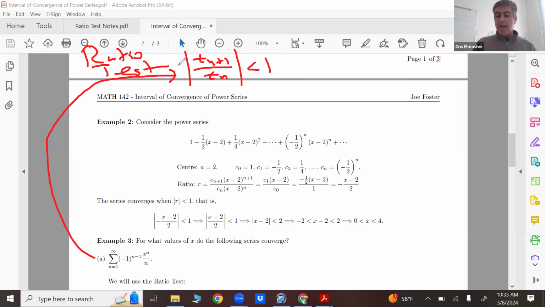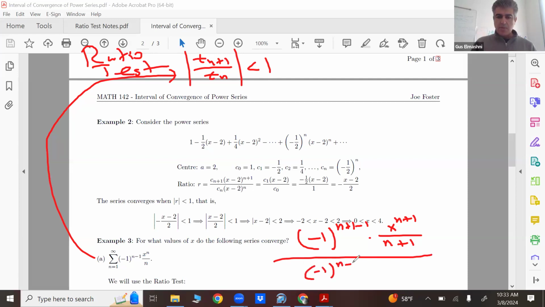So let's replace n with n plus 1. If I do that, I'm going to have -1 raised to n plus 1 minus 1, times x raised to n plus 1 over n plus 1, all divided by -1 raised to the n minus 1 times x to the n over n. Does that make sense, what I just did? We're good so far? No questions? Okay. Now you've got to reduce.